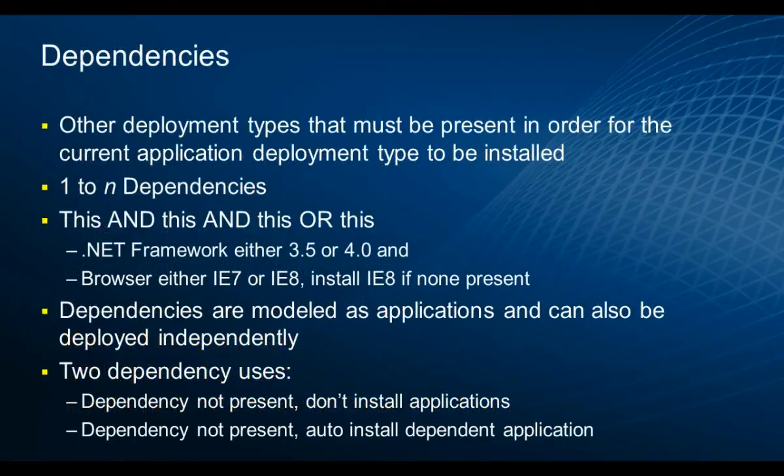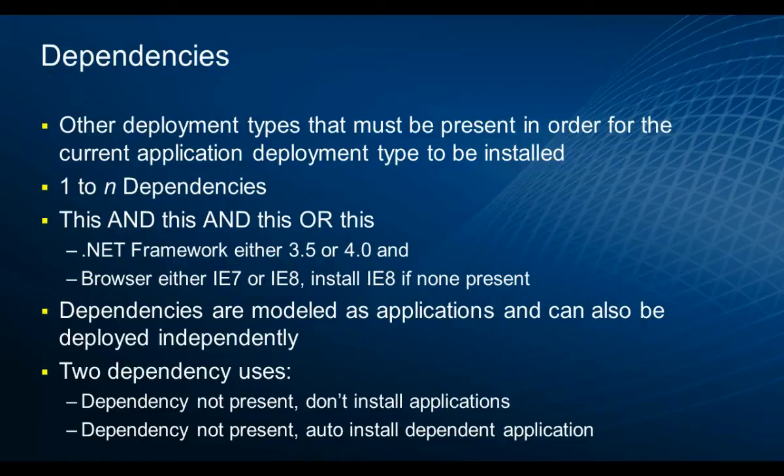So dependencies. Other deployment types that must be present in order for the current application deployment type to be installed. So think of a dependency as some kind of supporting code or application or client that has to be present in order for your current application you're delivering to be successfully installed and run by the user. There can be 1 to n dependencies. It can be things like this and/or this. Things like a .NET Framework could be an example, either 3.5 or 4, and an Internet Explorer browser of IE 7, 8, or install 8 if it's not present, is one example of how a dependency could be shaped up. And so you can see from that example that a dependency can be made up of several different types of things and even different versions of those things within the list.